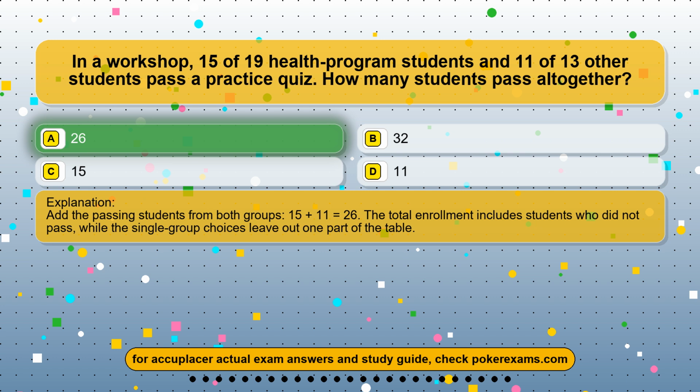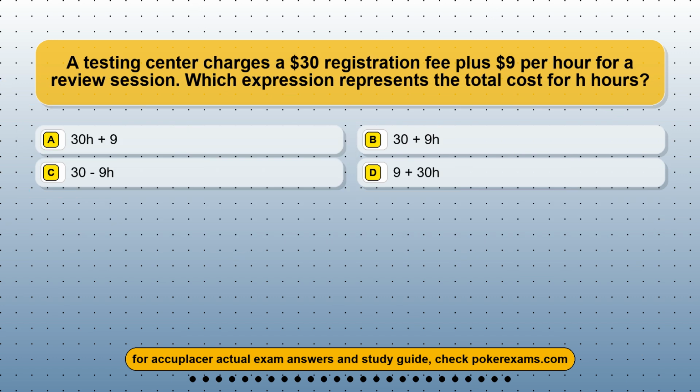Question 22. A testing center charges a $30 registration fee plus $9 per hour for a review session. Which expression represents the total cost for H hours? Option A, 30H plus 9. Option B, 30 plus 9H. Option C, 30 minus 9H. Option D, 9 plus 30H.